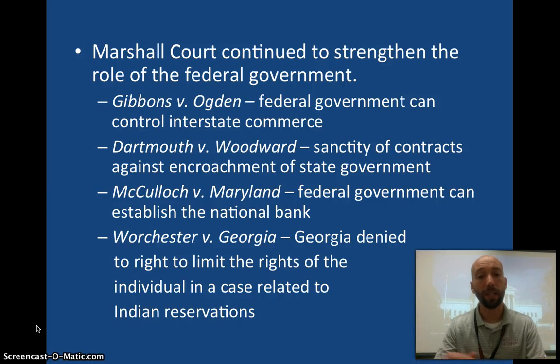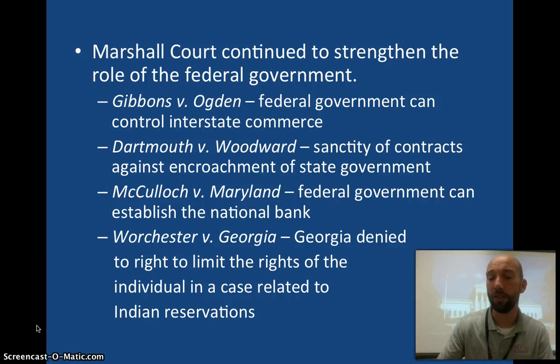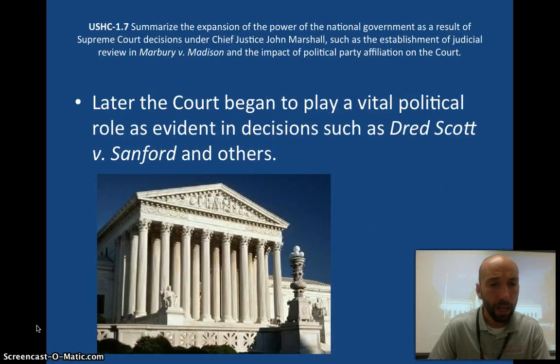So the Cherokees are basically their own nation state on that reservation. And what's interesting is that at the time, Andrew Jackson is going to say, John Marshall made his decision, now let's see him enforce it. Because Andrew Jackson was the president at the time. So that shows the Supreme Court can say something's unconstitutional, but they don't really have a way to enforce it. Later, the court is going to begin to play a vital political role, such as the Dred Scott decision and Brown versus Board, and the Supreme Court becomes an equal branch with the other two branches.